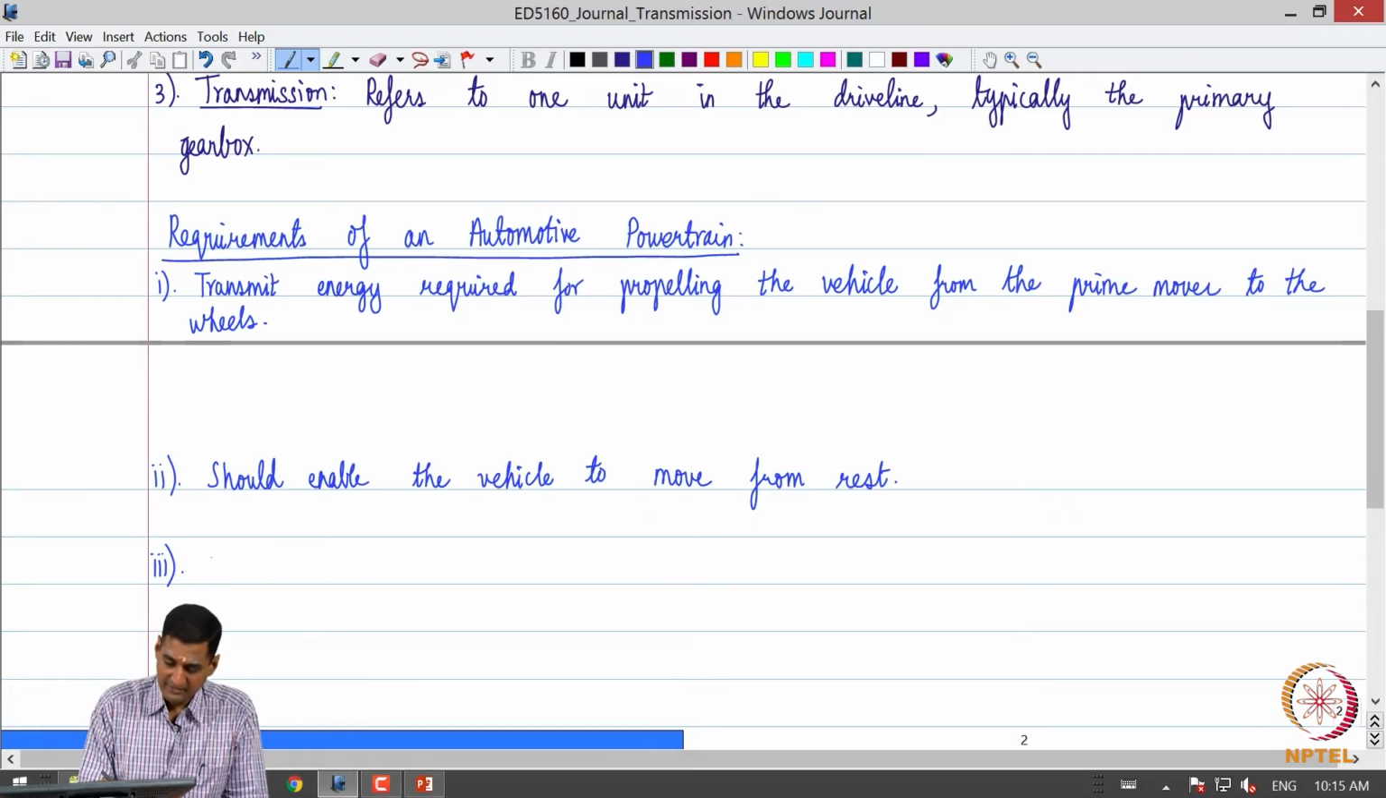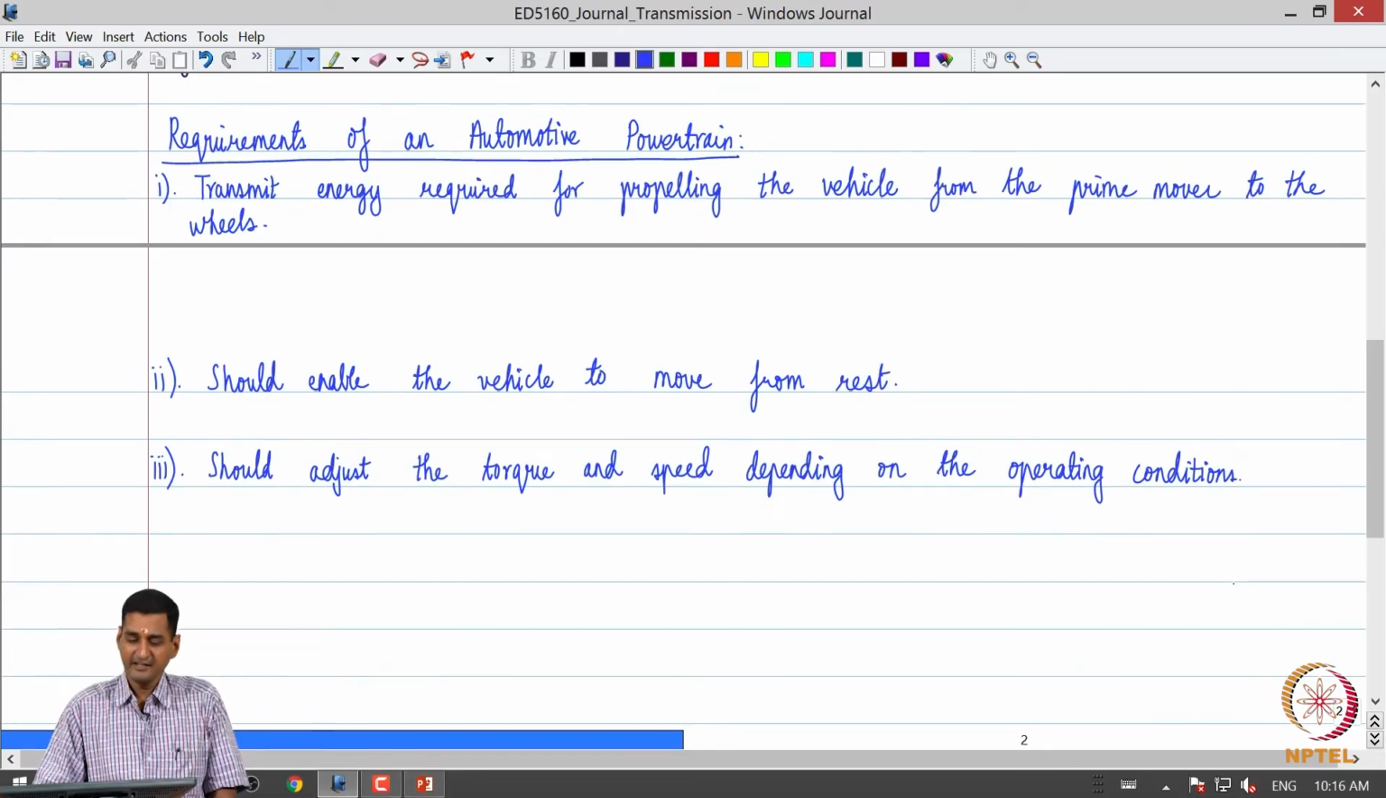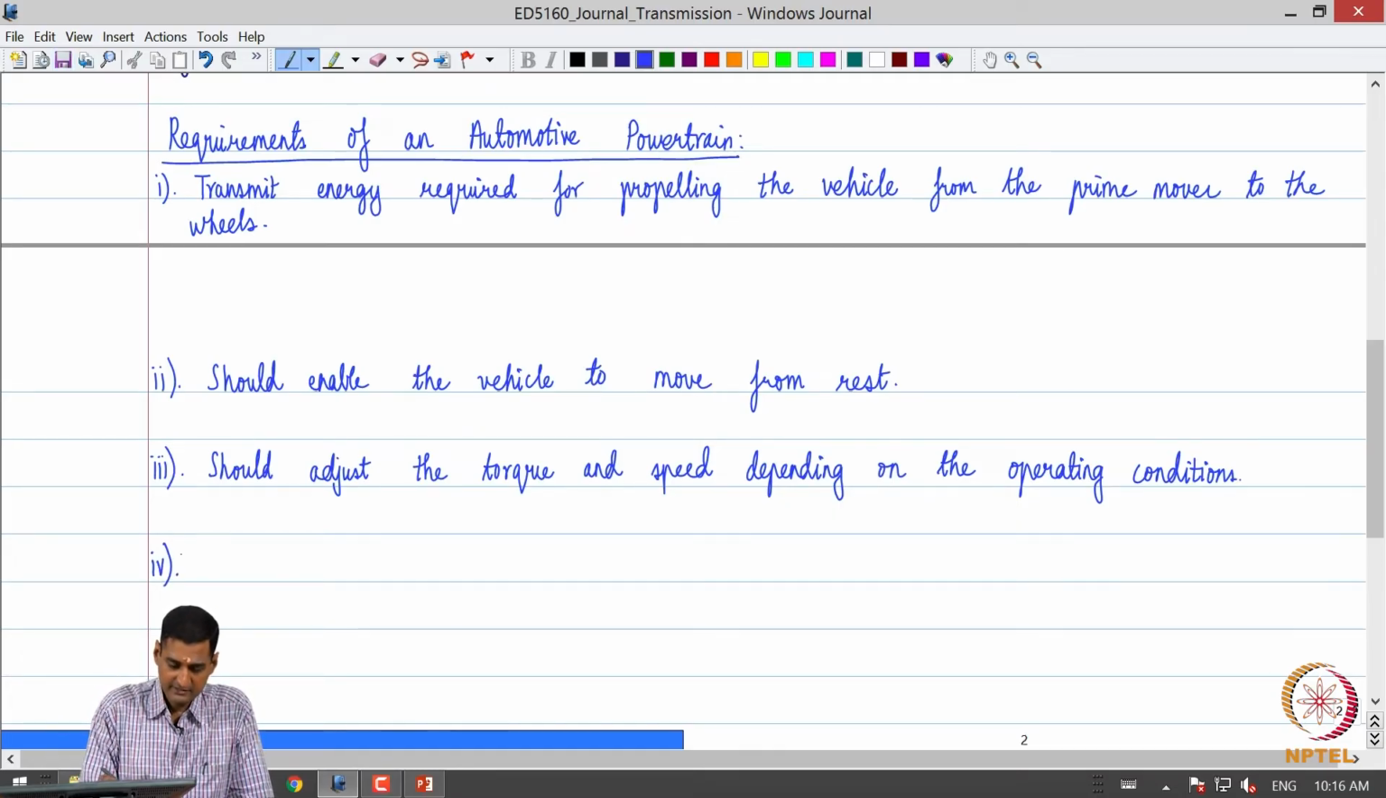So the powertrain should adjust the torque and speed depending on the operating conditions. So that is a very important requirement of a powertrain. So the output from the powertrain should be automatically adjusted, depending on the requirements of the vehicle. Okay.